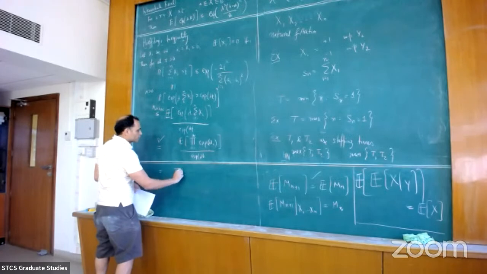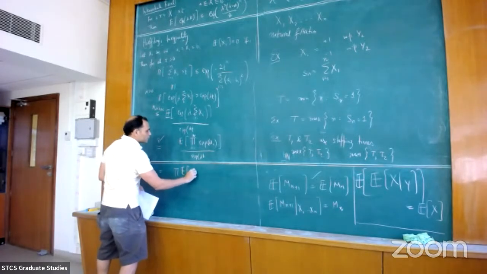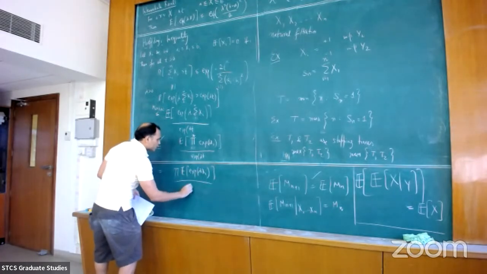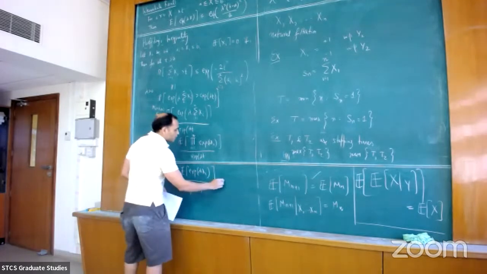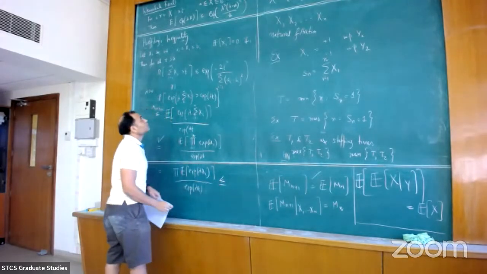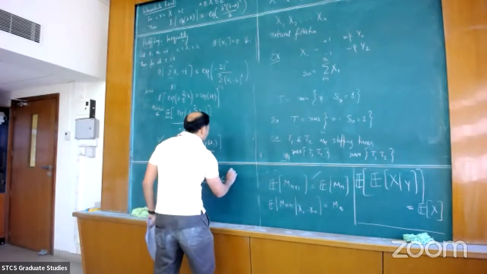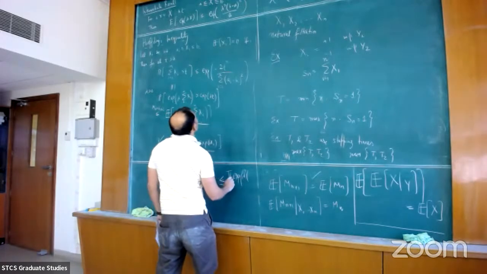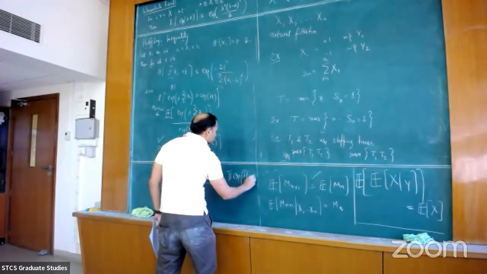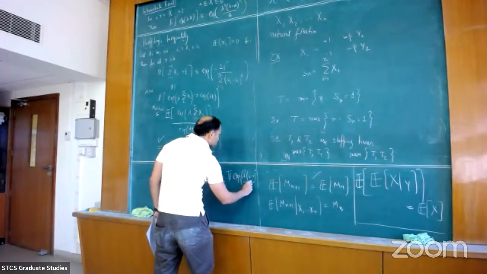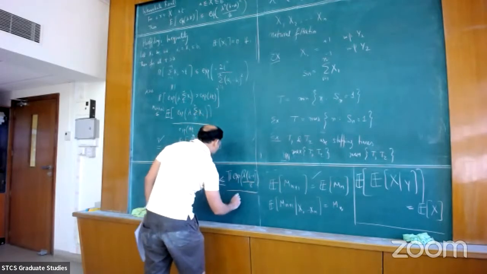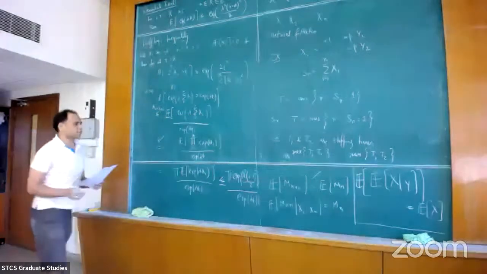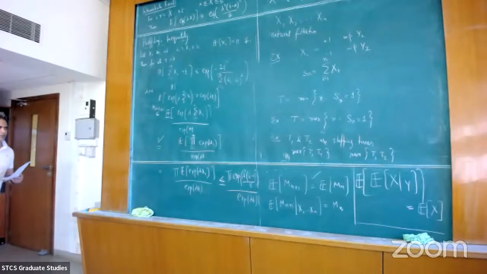So this is the product of the expected values of e to the lambda Xi, divided by the expectation of lambda. And now I use the intermediate result. What it tells me is that this is less than or equal to the product of e to the lambda square. So what happens to the sign? The sign is not correct. What should I do to get my sign correct?